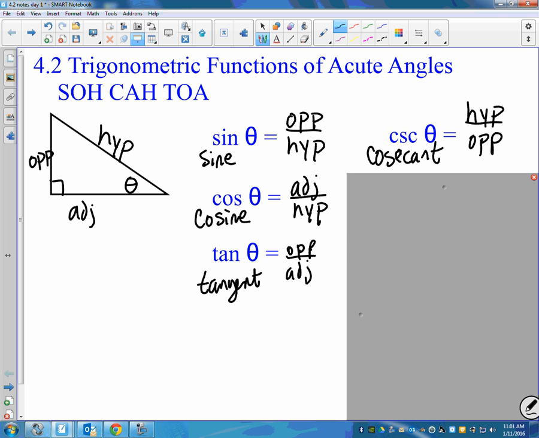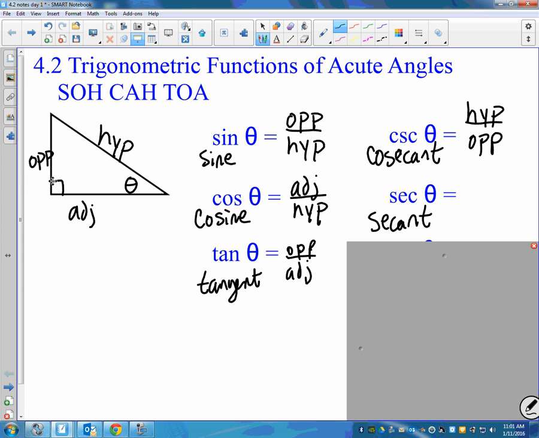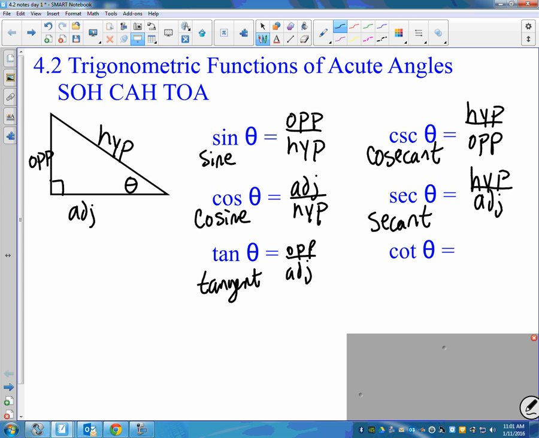Just learning the new names of it. This is cosecant, and this is secant. We abbreviate just the first 2 letters, and it's the reciprocal of cosine, so that's hypotenuse over adjacent. And the last one's the easiest to remember, because the reciprocal of tangent is called cotangent. And so it's going to be adjacent over opposite.